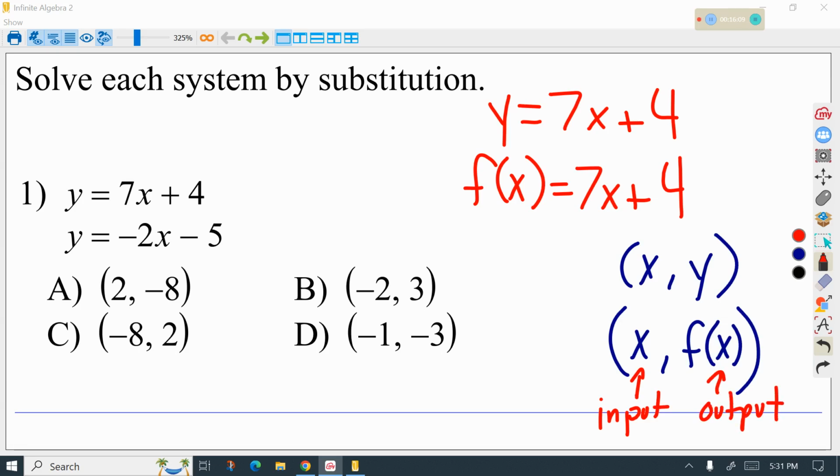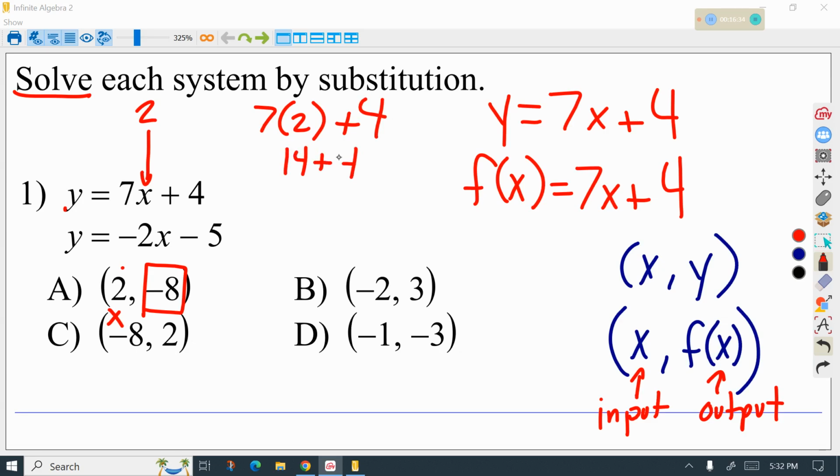When you have this idea of y equals that, it's like our input is the x value, and we want to see, do I get -8 as an output when I input that here? And that's really what we're looking for if we're going to solve it, right? So is that what I get? What is 7 times 2, right? 7 times 2 is 14. So if I add 4, we get 14 plus 4. And that gives me 18.